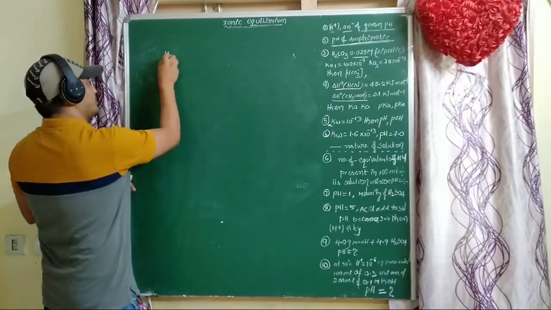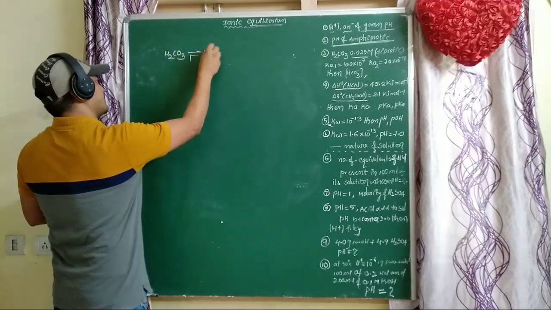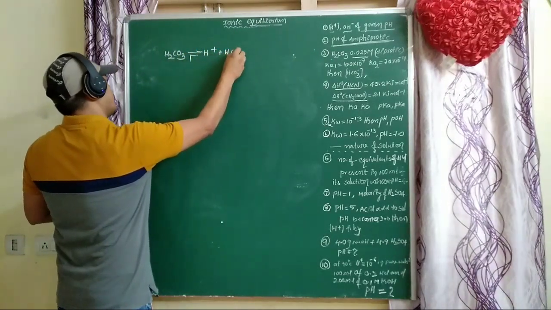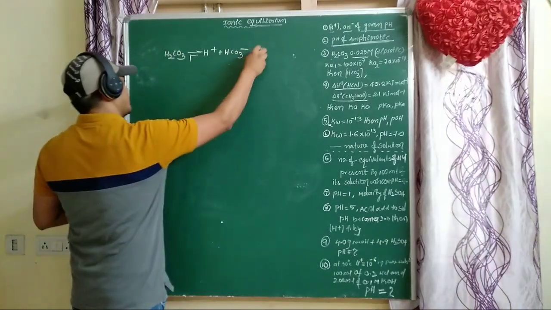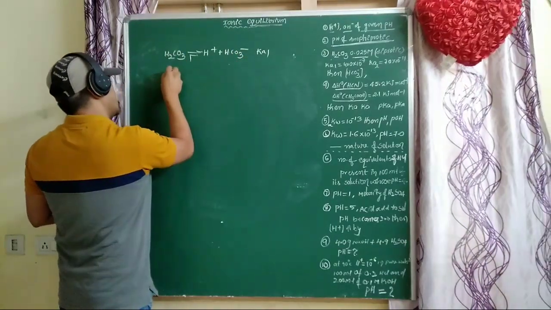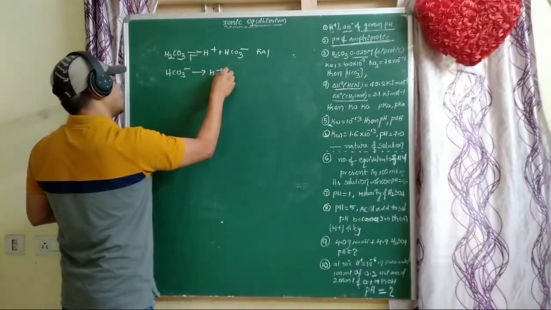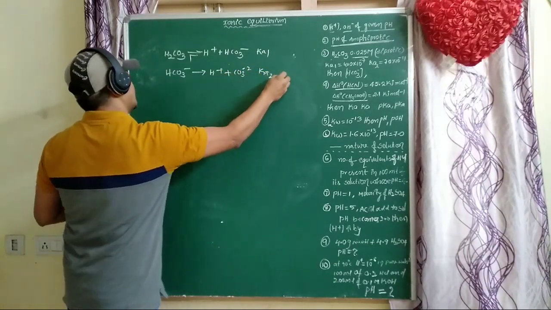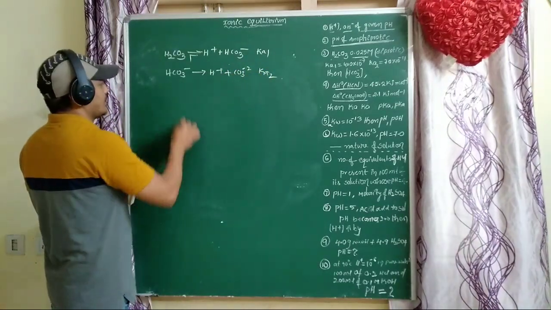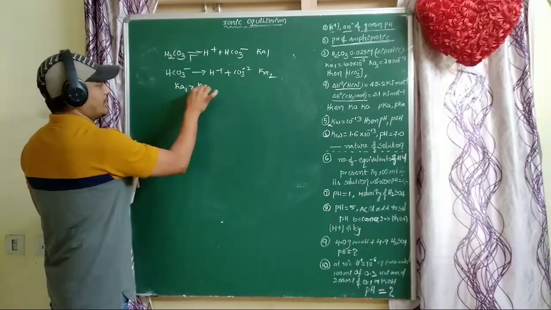So H2CO3 is a diprotic acid: H2CO3 decomposes to H plus and HCO3 minus. Here this is Ka1. Next, HCO3 minus decomposes to H plus and CO3 2 minus. This is Ka2. Here Ka1 is always greater than Ka2.